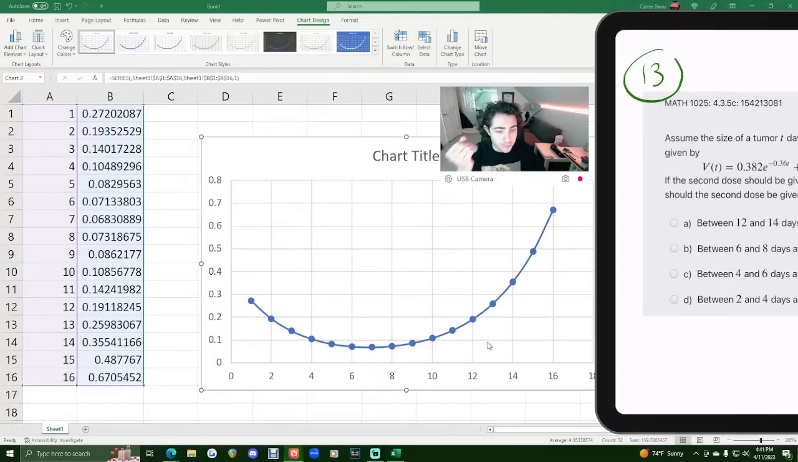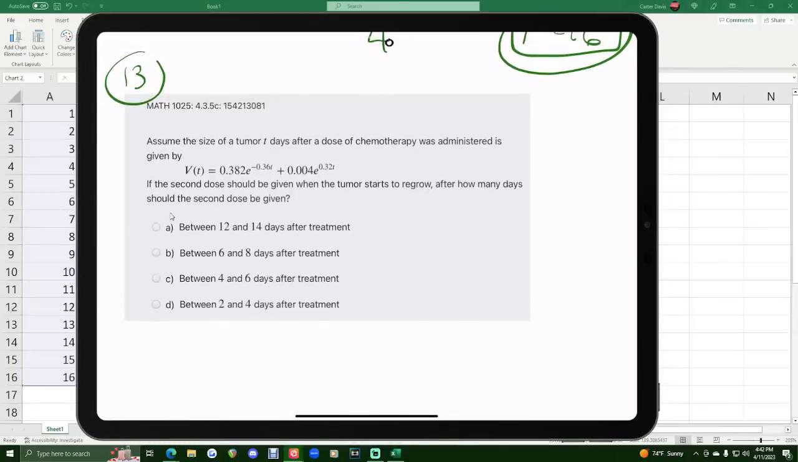That is an answer. So that is where the minimum occurs. That is where the size of the tumor is big, and then it's shrinking, it's shrinking, and it hits this minimum size, and then it starts to regrow right there. And so they want to administer the second dose right at that minimum there. Okay, over explaining, but you get the idea. 6 to 8 is when that minimum occurs. So that is our answer.